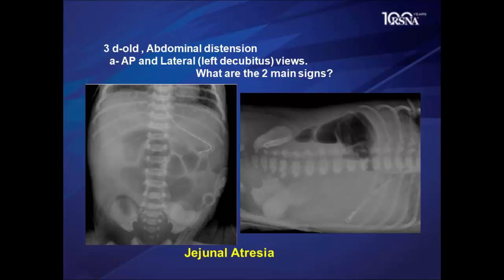In this case, 3-day-old, abdomen distended, many bowel loops, some fluid levels, so discrepancy in caliber, few bowel loops. We think about small bowel disease. This case was jejunal atresia.